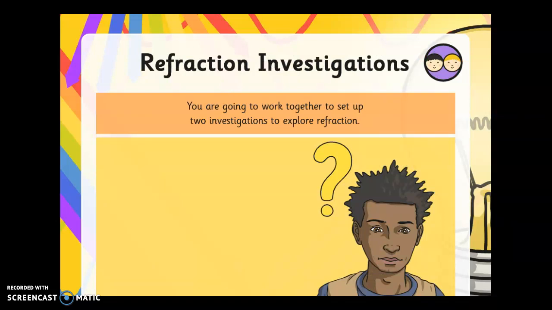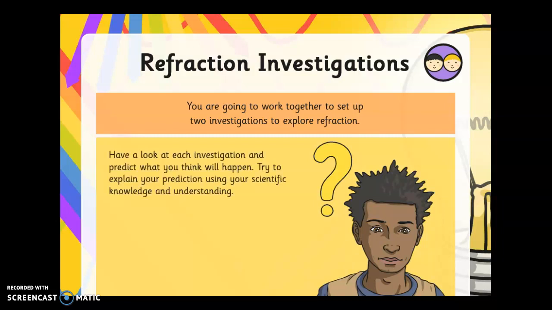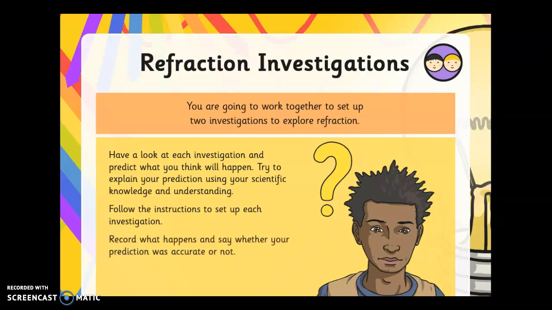Refraction investigation. We are going to choose one of the 2 investigations to do at home and to record a small video telling us your prediction. Have a look at each investigation and predict what you think will happen. Try to explain your prediction using your scientific knowledge and understanding. Follow the instructions to set up each investigation. I told you, you have to choose one of the 2 investigations. Record what happened and say whether your prediction was accurate or not.